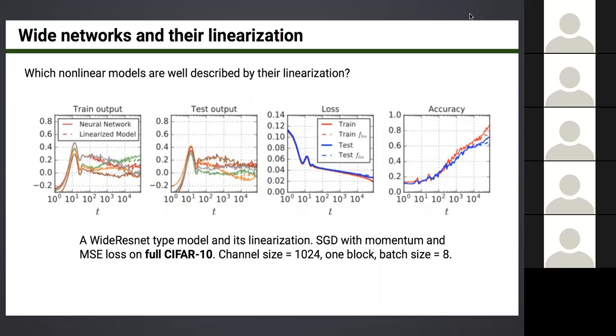So for a lot of the models that you would just sample randomly in practice, let's say from models you have saved in your library already, they're probably not described by their linearization until late times in training.